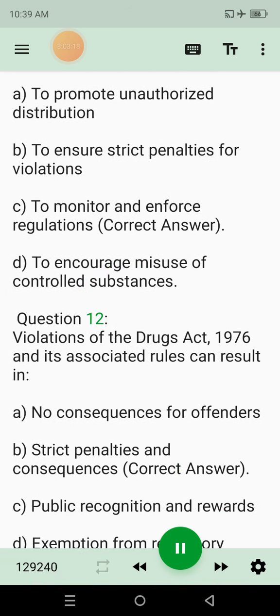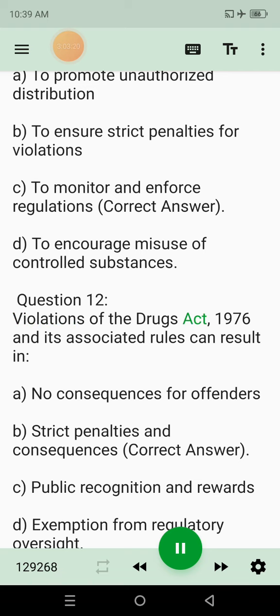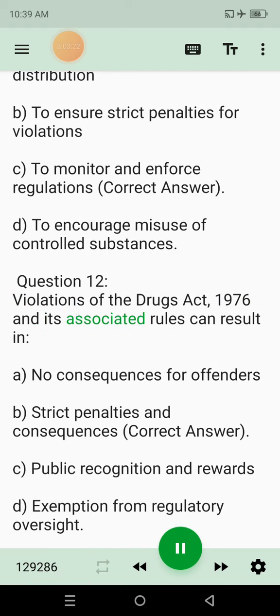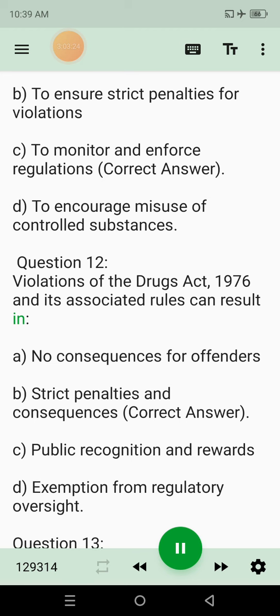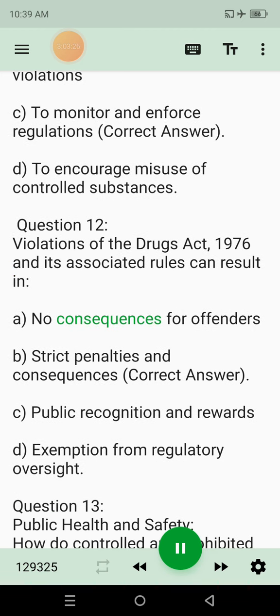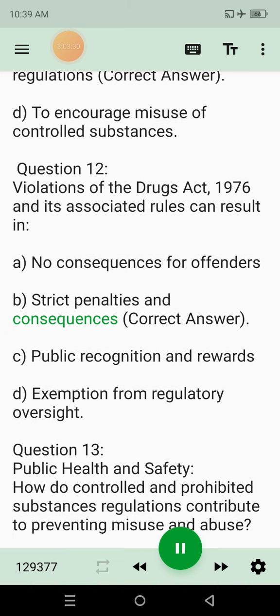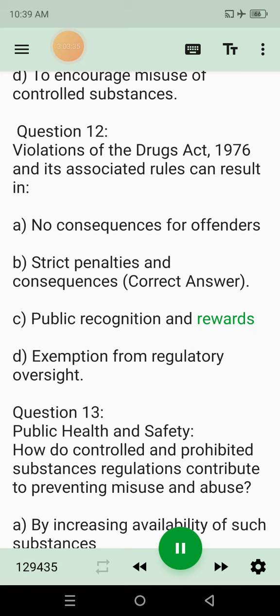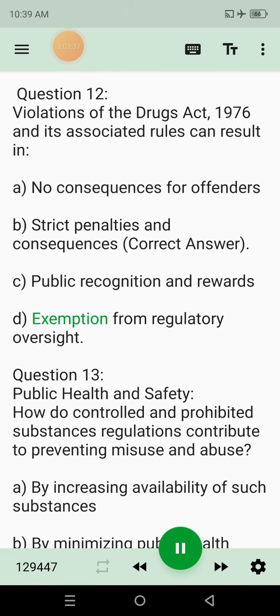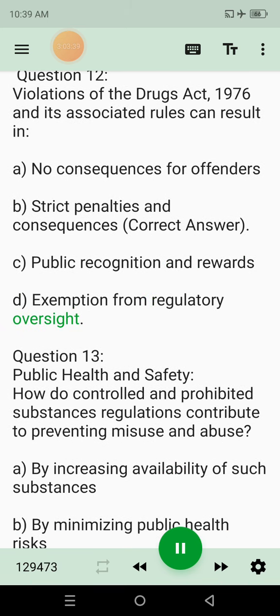Question 12. Violations of the Drugs Act, 1976 and its associated rules can result in: A. No consequences for offenders. B. Strict penalties and consequences. Correct answer. C. Public recognition and rewards. D. Exemption from regulatory oversight.